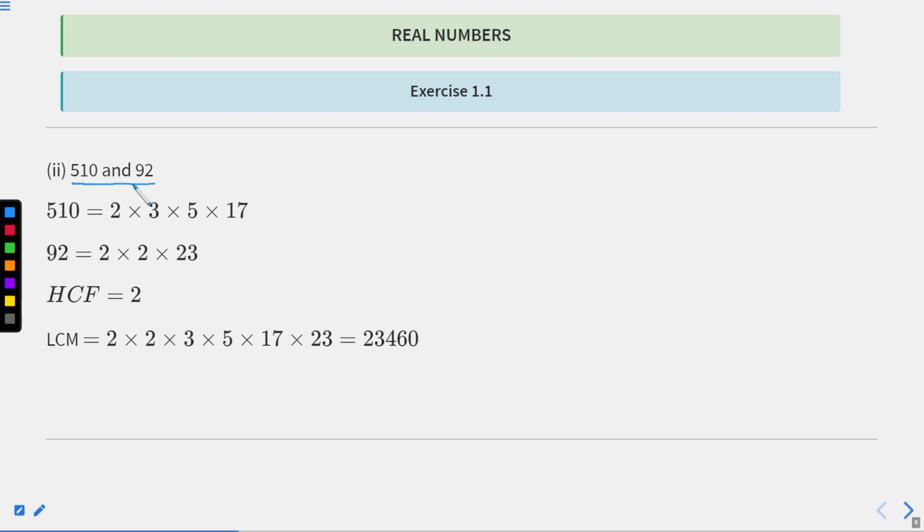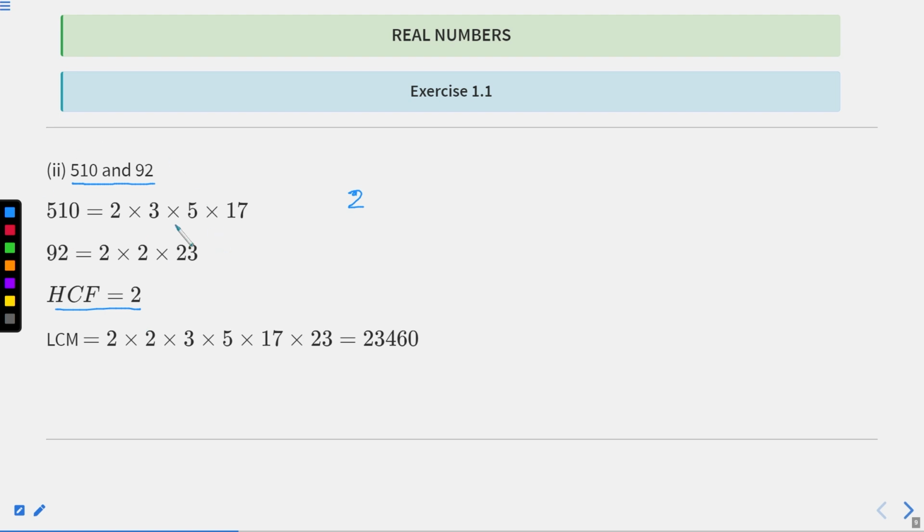So here the common factor in both numbers is 2, and the lowest power of the common factor is 2 to the power 1. So HCF of 510 and 92 is equal to 2.